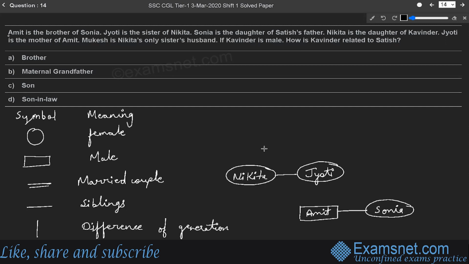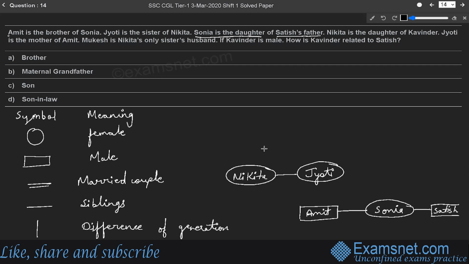So she has a brother who is Satish. And Satish is male. So we will use a rectangle and we'll join them with a single line which denotes siblings. I hope this sentence is clear to you. Just concentrate here. Sonia is the daughter of Satish's father. So if he is the father of Satish and he is the father of Sonia, it means that both of them are brother and sister.